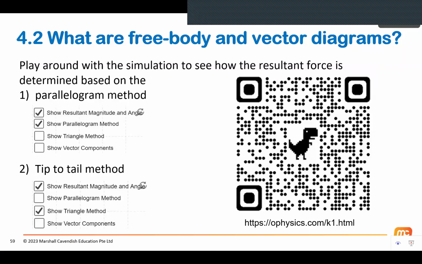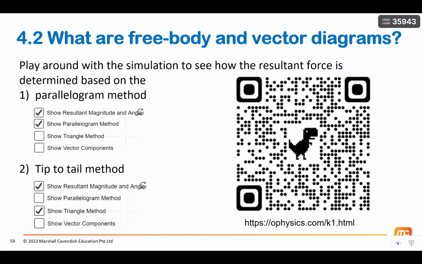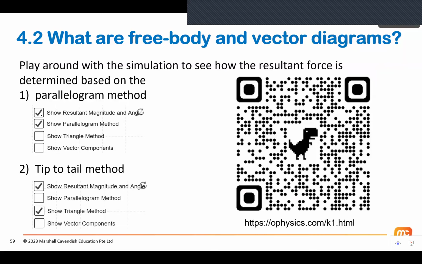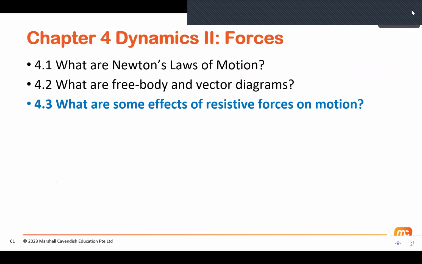Okay, then you may scan this QR code to give you various examples of how resultant force can be determined using the parallelogram method. You can choose the following things to take. Just by taking these first 2, you should be able to see how a parallelogram works. And you can also try the tip to tail method, where you just take these 2 boxes. It's called the triangle method as well. Okay, that's it for this part.